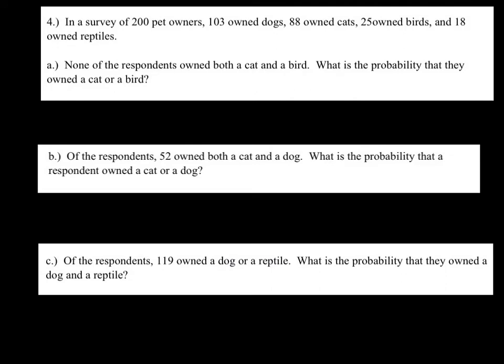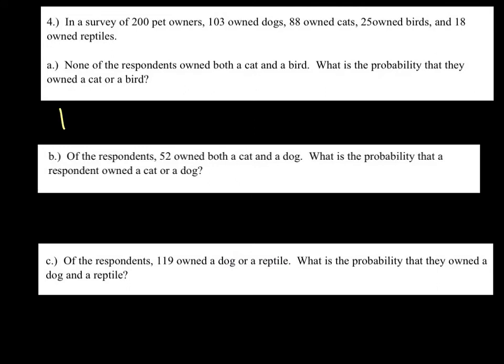Number 4 talks about a survey of pet owners, and it says of 200 pet owners, 103 owned dogs, 88 owned cats, 25 owned birds, and 18 owned reptiles. So letter A says that if none of the respondents owned both a cat and a bird, so there was no overlap, what is the probability that they owned a cat or a bird?